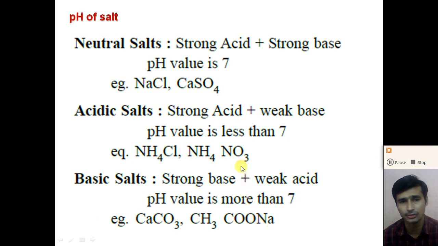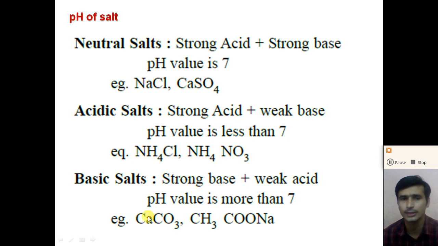Now what is the acidic salt? When a strong acid reacts with a weak base, the pH value of the salt is less than 7, and the salt is acidic in nature. This type of salt is called an acidic salt. The pH value of the acidic salt is less than 7, right? For example, ammonium chloride, NH4Cl, and NH4NO3, ammonium nitrate, these salts are acidic in nature.